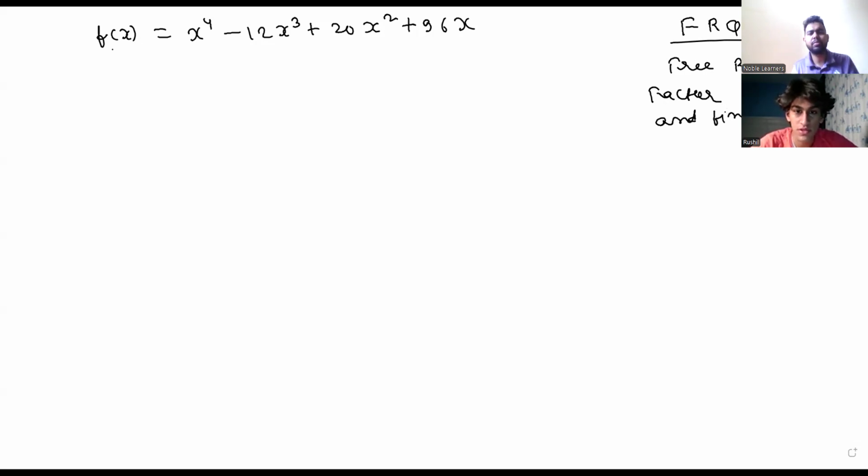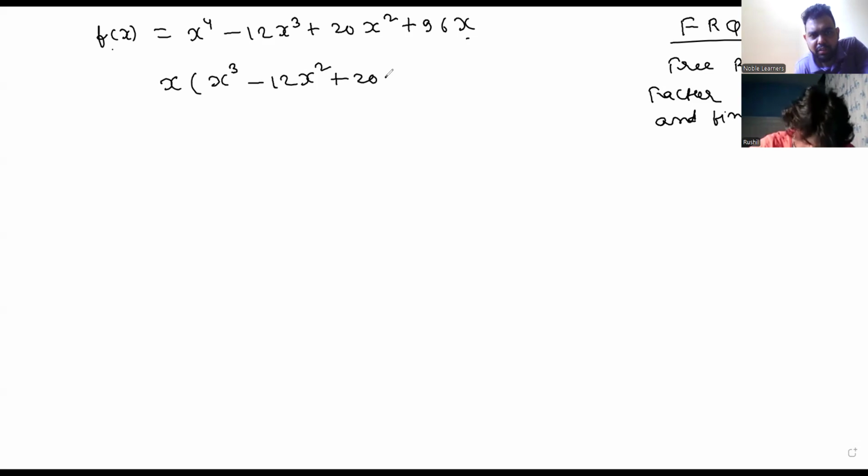Yeah, because before that, what we could do, your answer is correct. What you are saying is correct, right? So basically, X is in all of them. So first of all, we look at whether we can take something common as a whole. If we can, then we could do that, right? If you see carefully, we could take X out from all of them, right? So if you do that, then we're going to write x cubed minus 12x squared plus 20x plus 96. No problem, no?